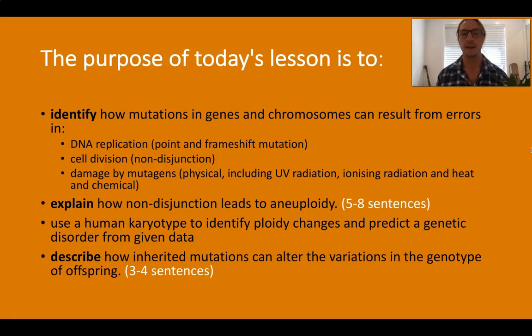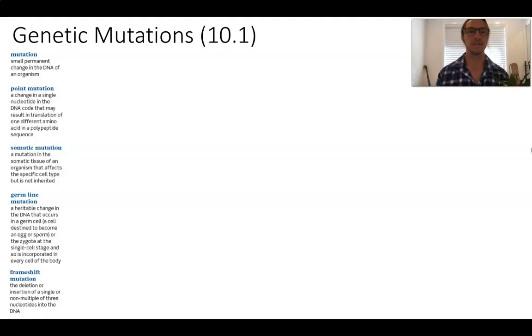We will look at karyotypes again, and lastly, to describe, about 3 to 4 sentences worth, how inherited mutations can alter variations in genotype of offspring. So let's get into it then. This is from 10.1 of your text, and again, the key terms are down the side here for you to read more in your own time.